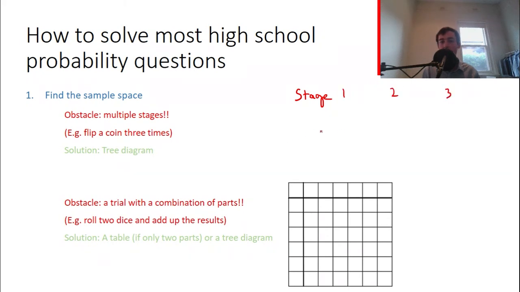Stage 1, 2, 3. Okay, stage 1, you flip the coin for the first time, so you get heads or tails. That's the options. Stage 2, you flip the coin for the second time. So heads or tails if you get a head first, and of course the same thing happens if you get a tail first. And stage 3, for each of these 4 outcomes, you're going to get another 2 each.